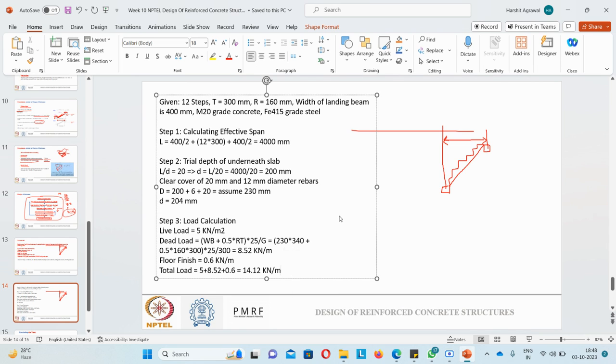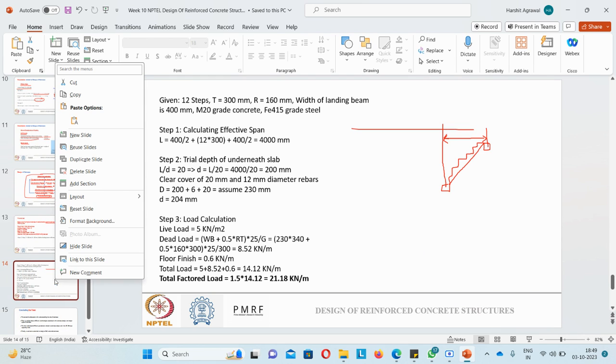Okay, so this is my total, but it is not the factored load. So total factored load will be 1.5 times this, so 1.5 times 14.12. It will come out to be 21.18 kilonewton per meter. So this is how we do the load calculation. Okay, so we know the ultimate load now.